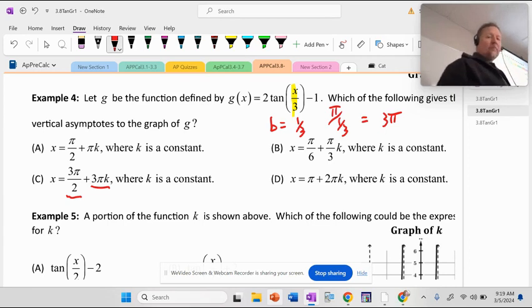I don't know why that says constant. I don't like that terminology from the AP. We pulled that from AP. Is this the last one? Thank goodness.